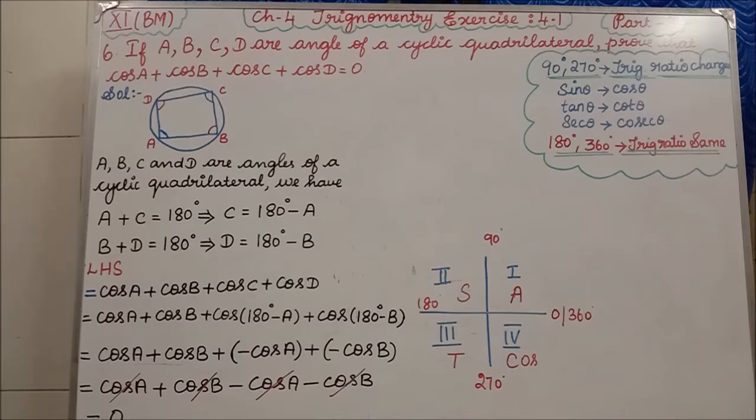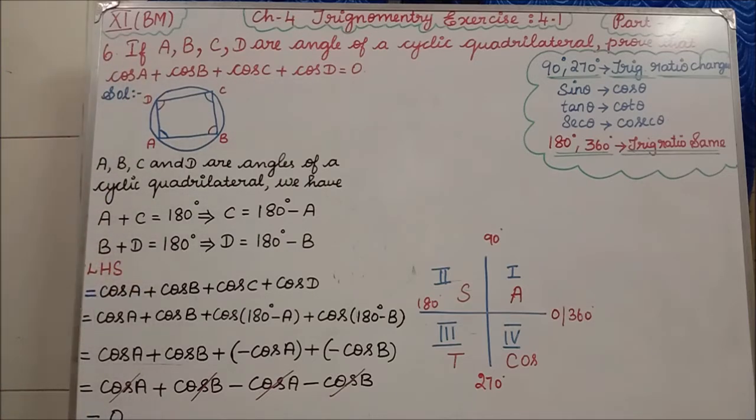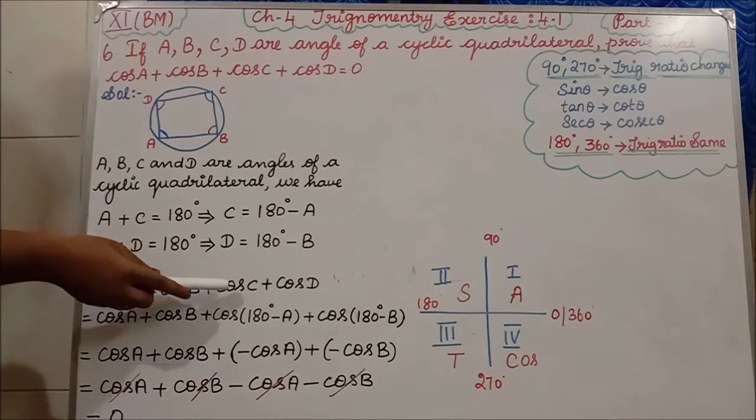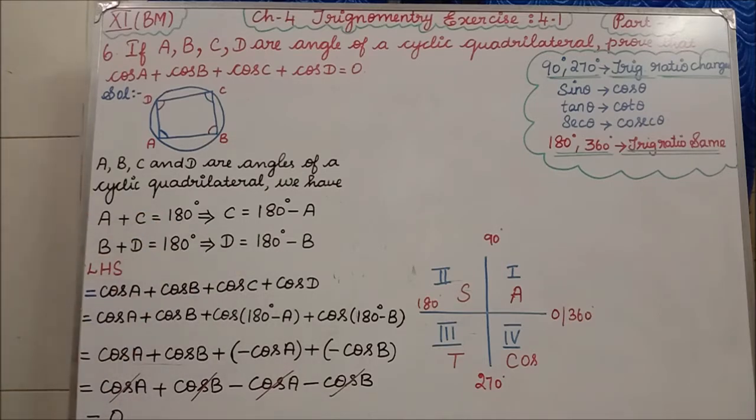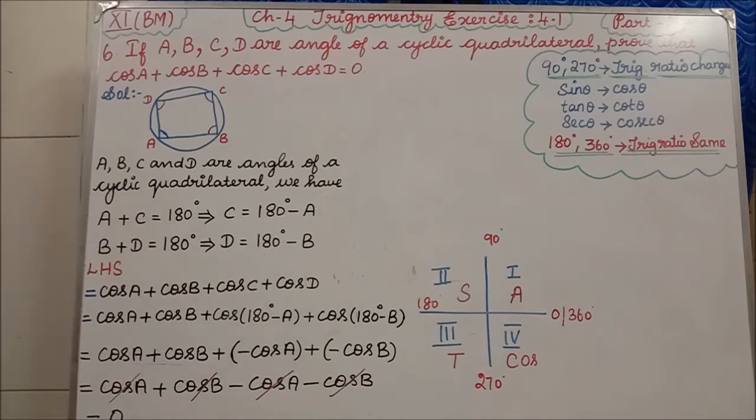Okay. In the question we have to prove LHS is equal to RHS. So I am first considering the LHS part alone. LHS is what? Cos A plus cos B plus cos C plus cos D. Now cos A, for that we don't have any value, so I am writing as such. For cos B also we don't have any value, I am writing as such. Plus cos, instead of C, what value do we have? 180 degrees minus A. Plus cos D, we have 180 degrees minus B, isn't it?